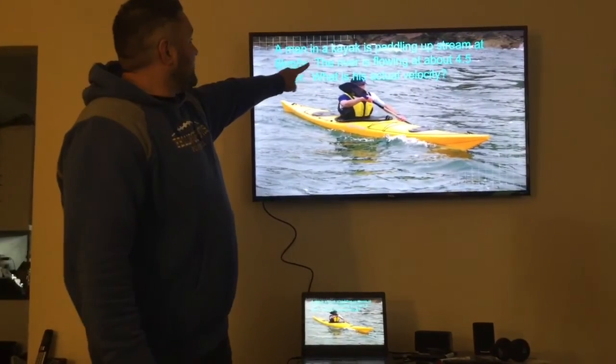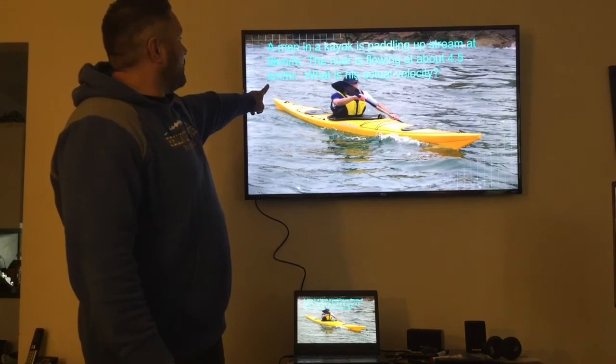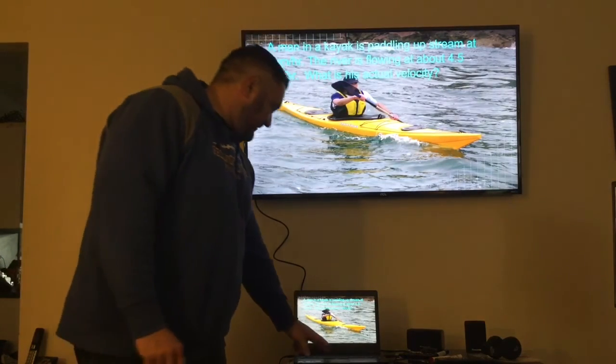A man in a kayak is paddling upstream at 6 kilometers per hour. The river is flowing at 4.5 kilometers per hour. Your actual velocity here, you subtract, you get 1.5.